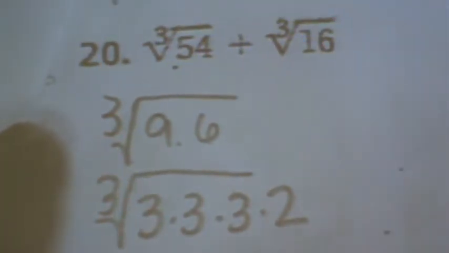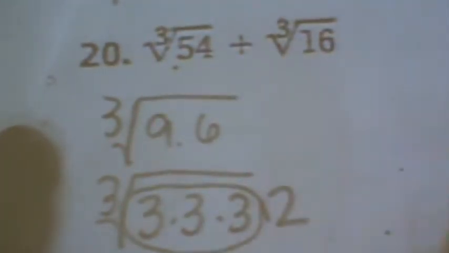How do you break 54 up? 9 and 6, then 3 and 3, and then 3 and 2. Really, Jenna? Yeah, busting it up. Okay, so Jenna, what comes out? 3 3s, right? And then you do 3 times 2? Cube root of 2.